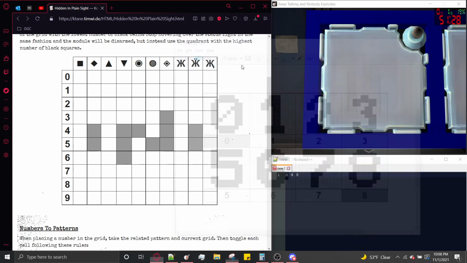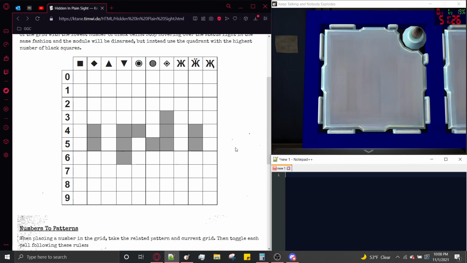Alright, now we count the number of black cells this time, because there's less. So we have 3 black cells, which means we have 22 whites. 3 black cells again, 22 whites. 3 black cells again, 22 whites. And once again, 3 black cells with 22 whites.